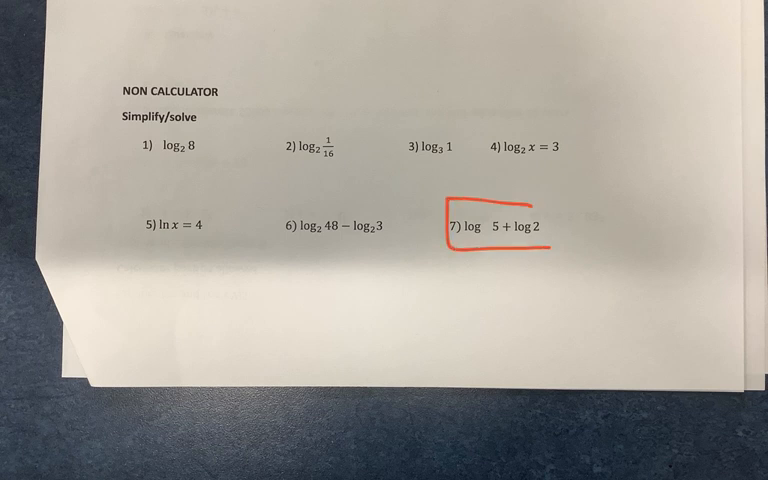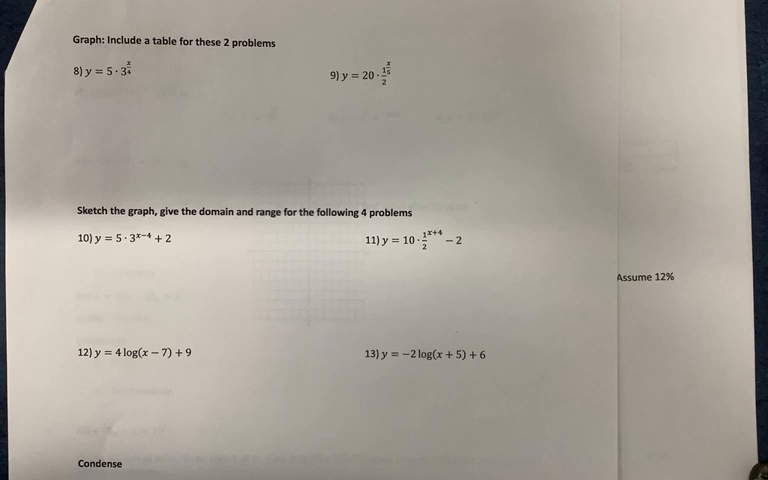Let's do the same thing here. This addition problem turns into log of 10, because addition really is multiplication, so 5 times 2 is 10. Now the base on this log is a common log. It's not written, but it's 10. So 10 to what power is 10? The answer is 1.